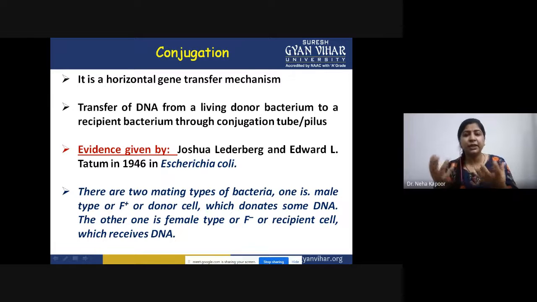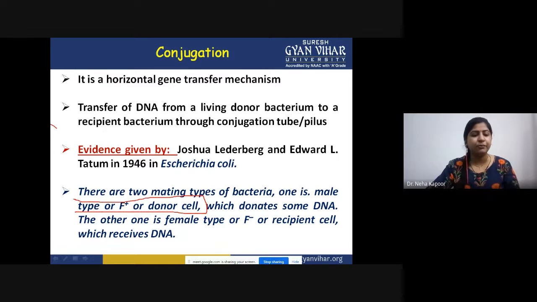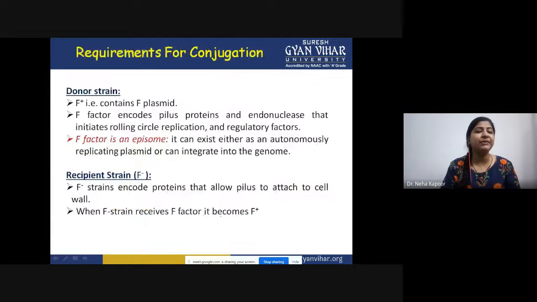What they inferred from it was that there are two mating types of bacteria. One is known as donor and another is known as recipient. The strain which is considered the donor is known as male type or F positive type. As the name suggests, it is a donor bacteria, so it will donate the DNA. Another one, which receives the DNA, is known as female type or F negative, or recipient cell, which will be receiving the DNA.